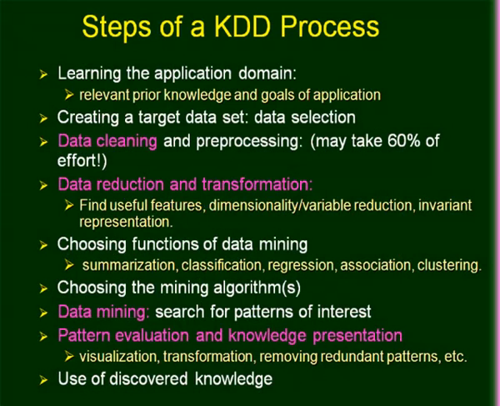The application domain must be clearly identified first. Data selection creates a target data set. Data cleaning and data pre-processing generally are done in the staging area to clean the data. This process may take 60% of your effort. Data reduction and transformation determine useful features, dimensionality reduction, and invariant representations of the data. Then we choose functions of data mining like summarization, classification, regression, association, clustering, etc.